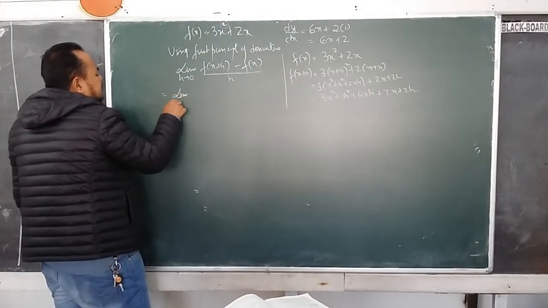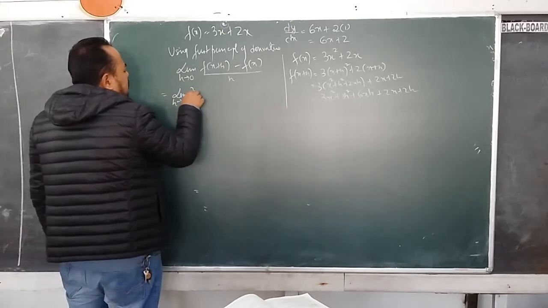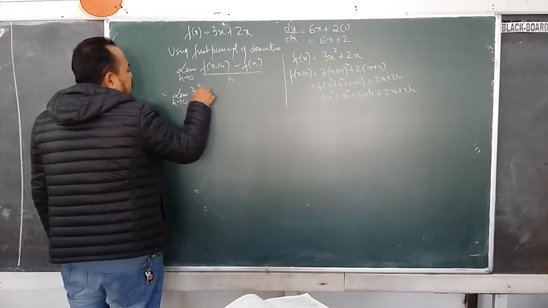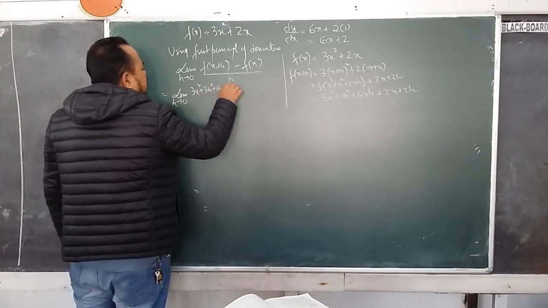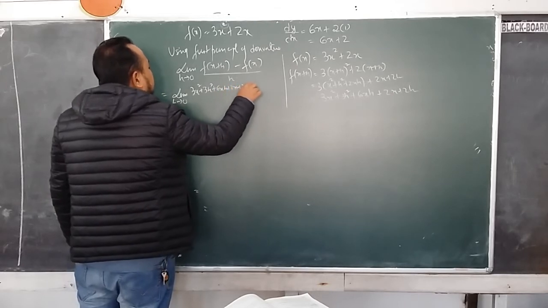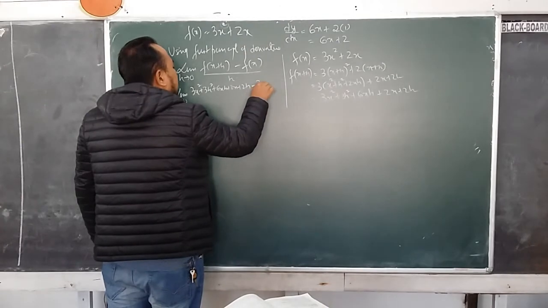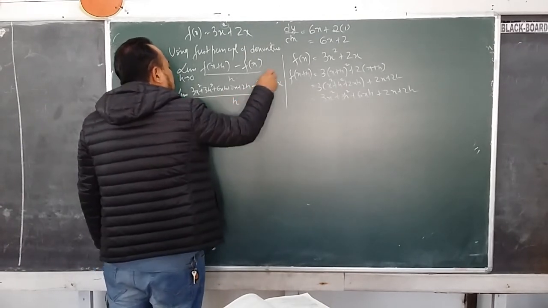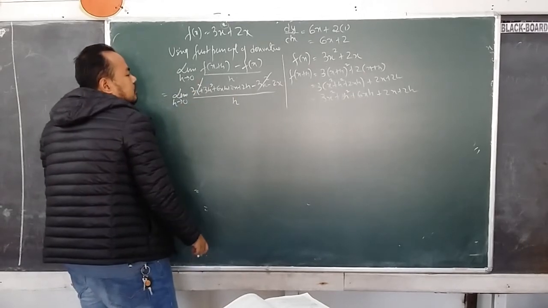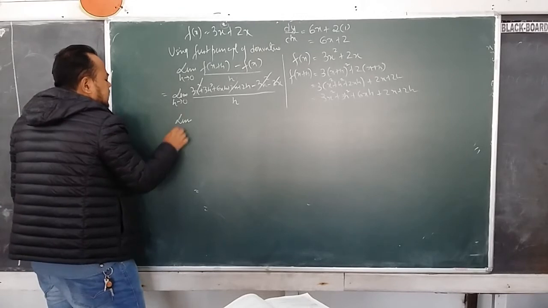So limit h tends to 0. What is f of x plus h? The whole thing which we got, that is 3x square plus 3h square plus 6xh plus 2x plus 2h, minus, what is f(x)? f(x) is 3x square plus 2x, divide the whole thing by h. So 3x square and 3x square get cancelled, 2x and 2x also get cancelled. So tell me what is left.